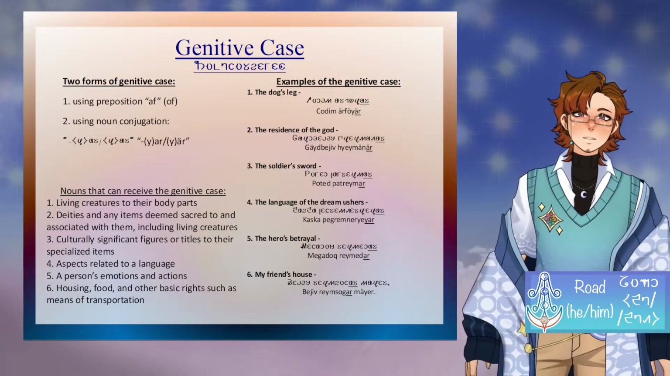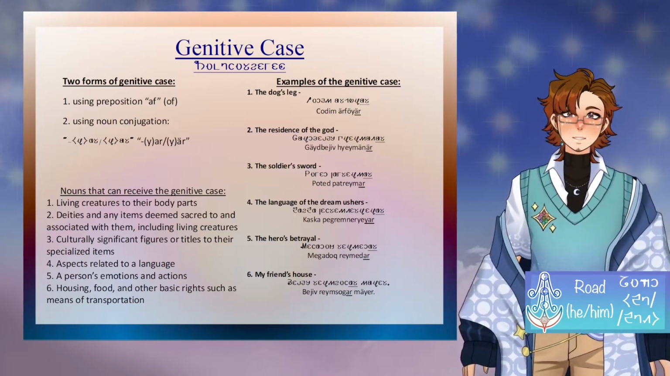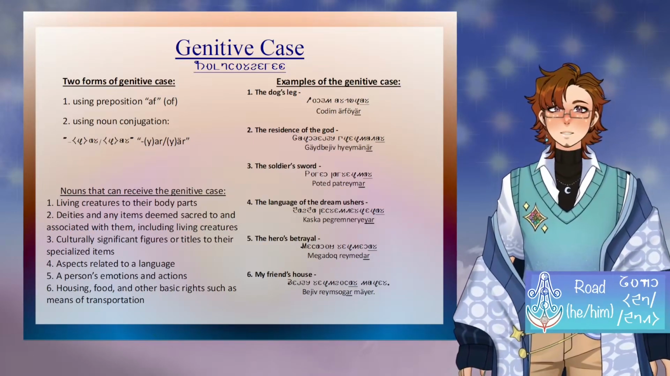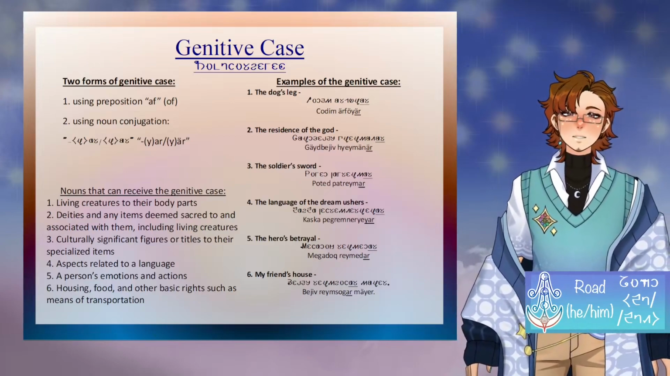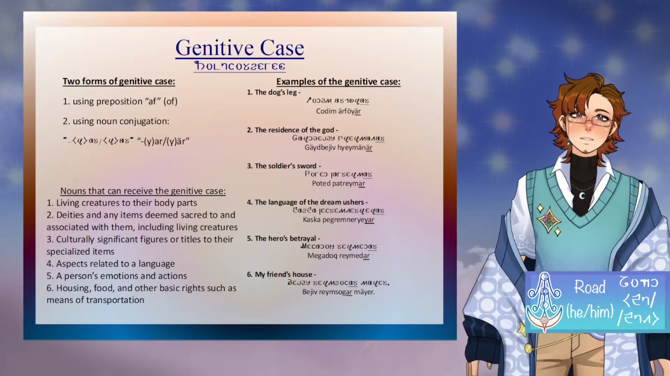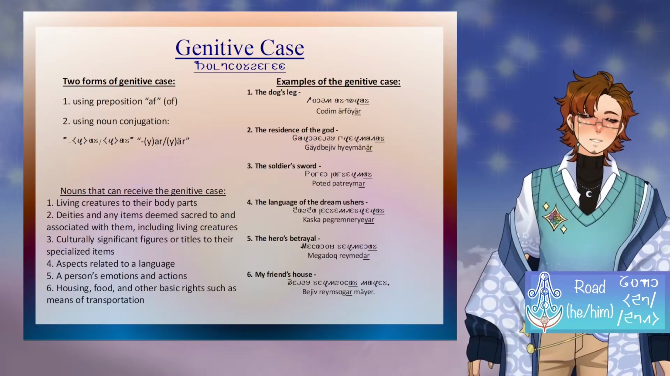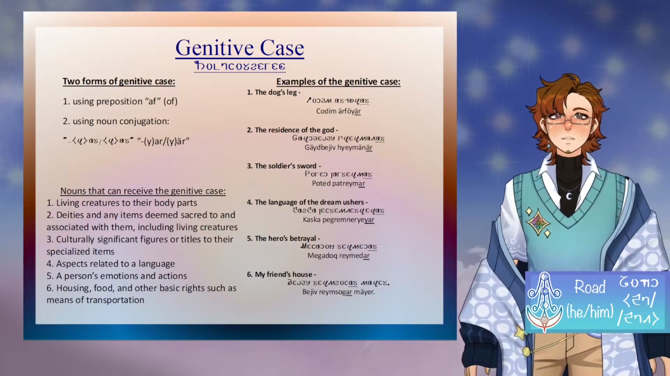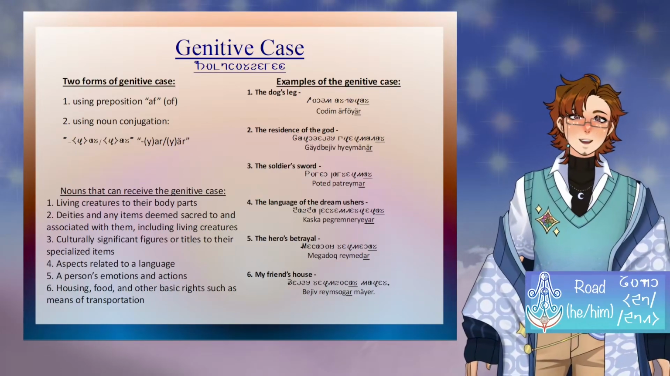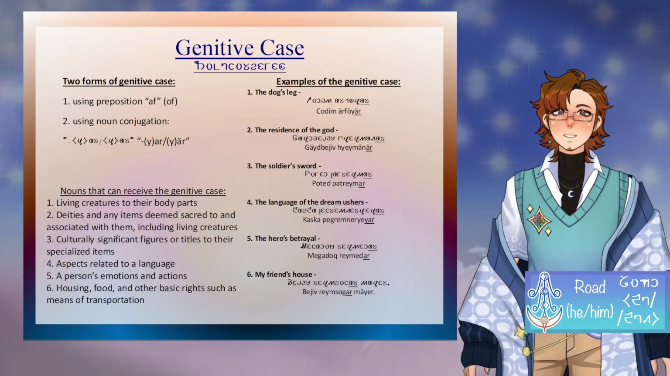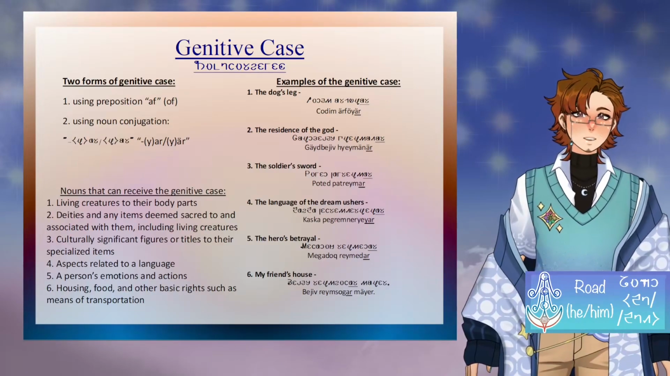The second being deities and any items deemed sacred to and associated with them, including living creatures. Any culturally significant figures or titles to their specialized items. Aspects related to a language. A person's emotions and actions. And housing, food, and other basic rights such as means of transportation.